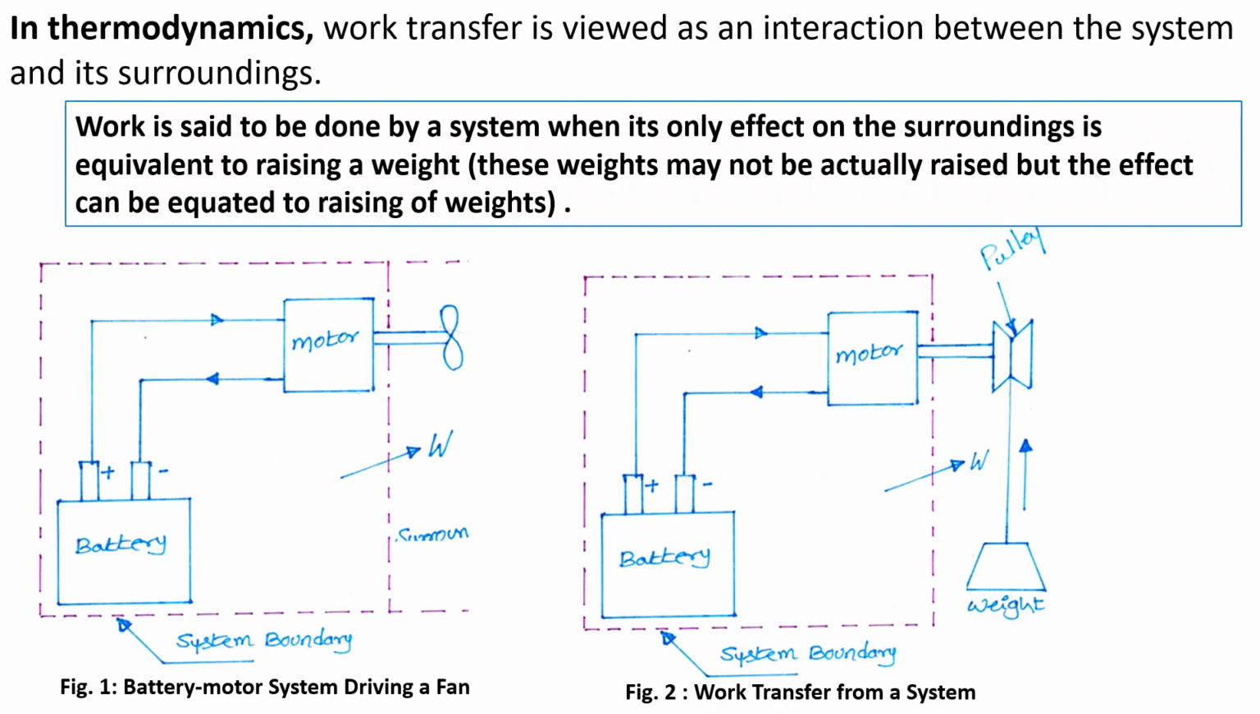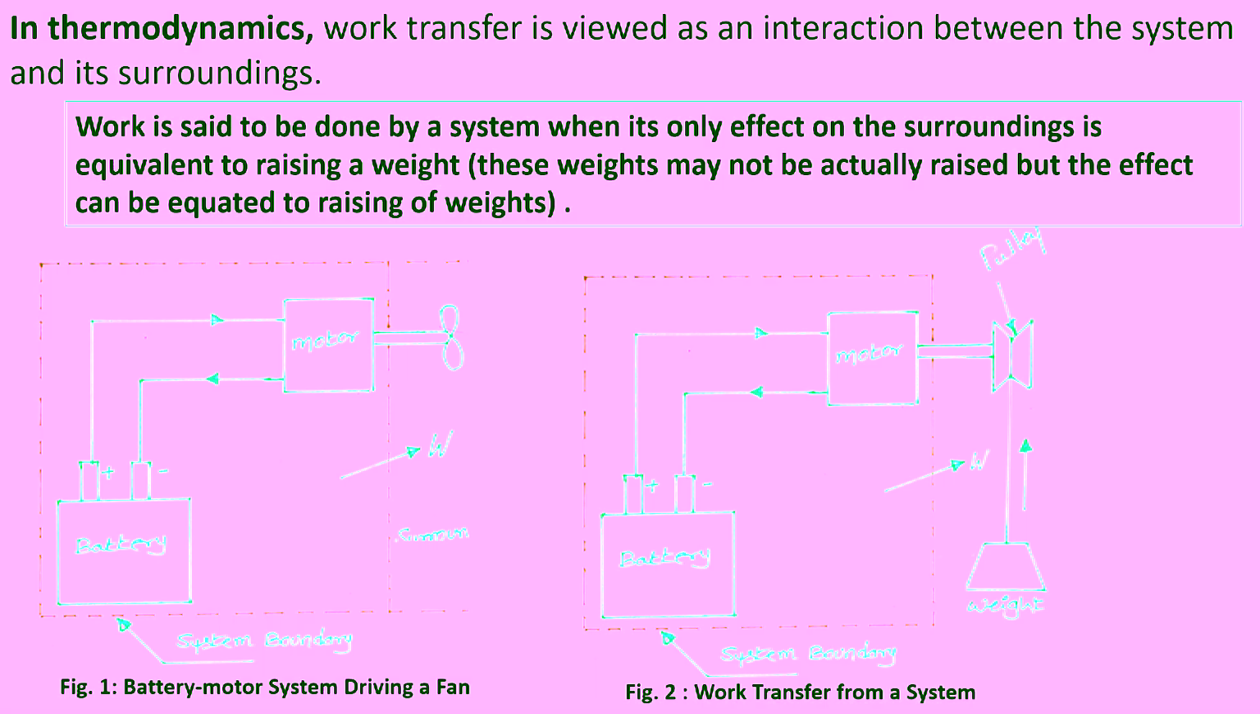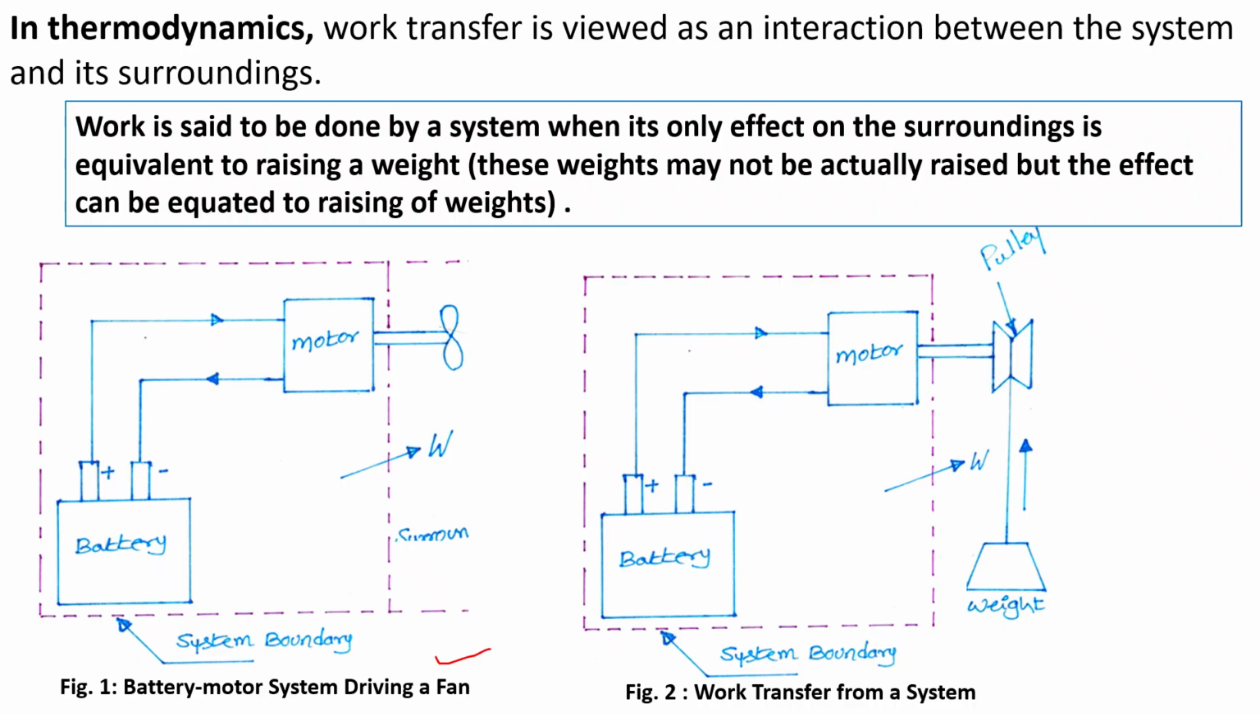So let's consider the battery and motor as shown in the figure. In the figure we observe that the motor is driving a fan. So here the system is doing work upon the surroundings. Here we are considering the battery and the motor as the system, and this system is doing work upon the surroundings. Here the surrounding is the fan.